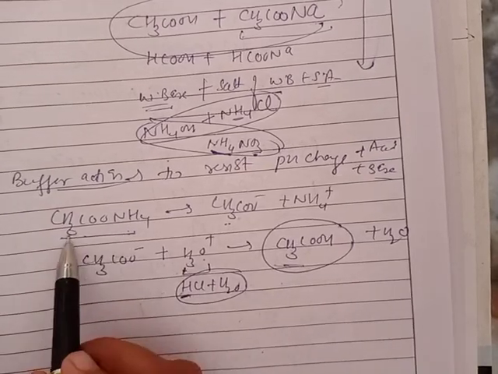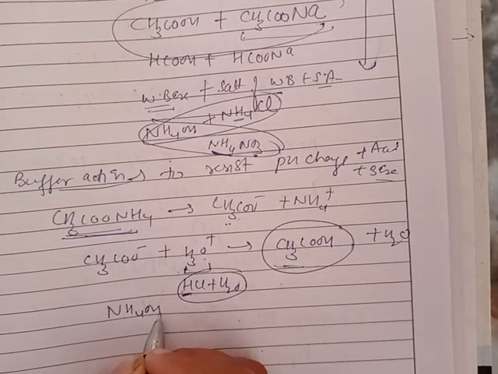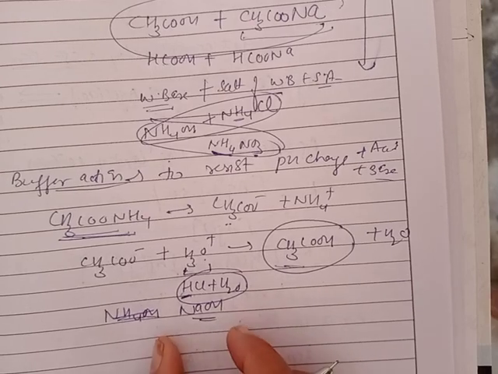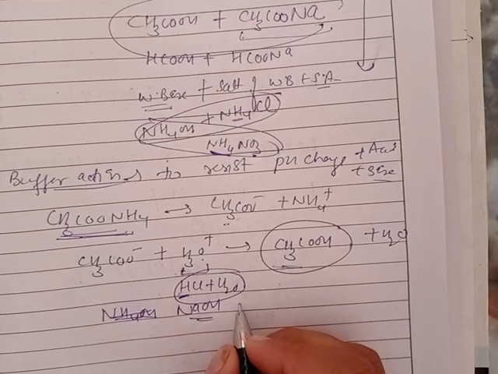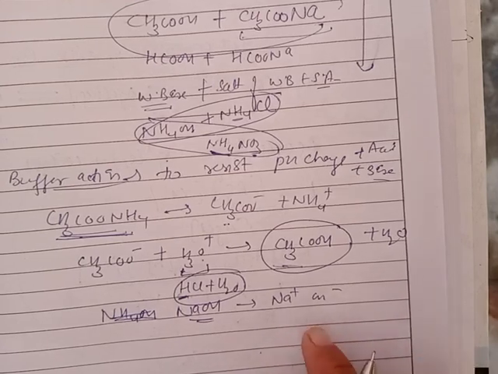Similarly, when a few drops of a base such as NaOH are added, it will also dissociate to produce Na+ and OH-.